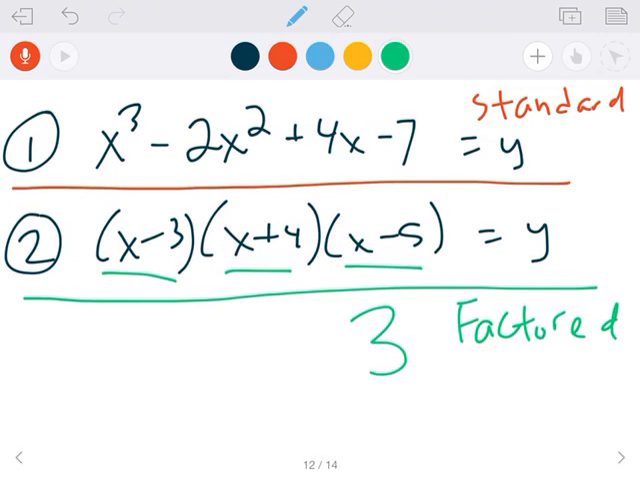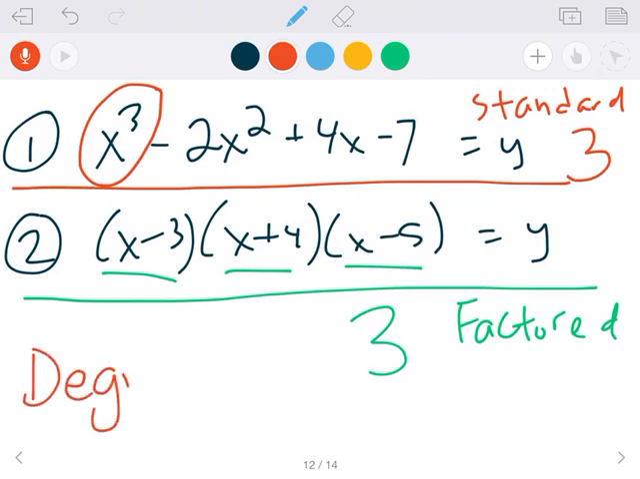Now, if we look at the standard form, what we want to do when it's not written as a bunch of factors is we just look for the term with the highest degree, which is usually the first term, not always though. So when we look at this, we see x cubed is x to the 3rd power. This is also a polynomial of degree 3. So both of these equations, even though they look different, both have a degree of 3.